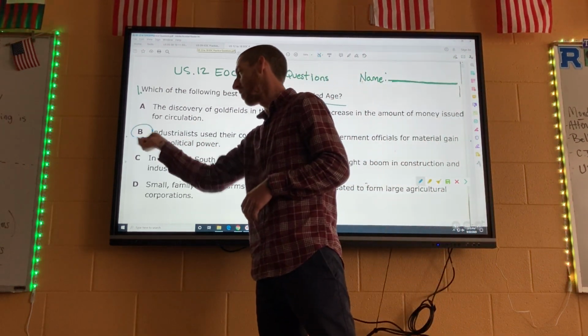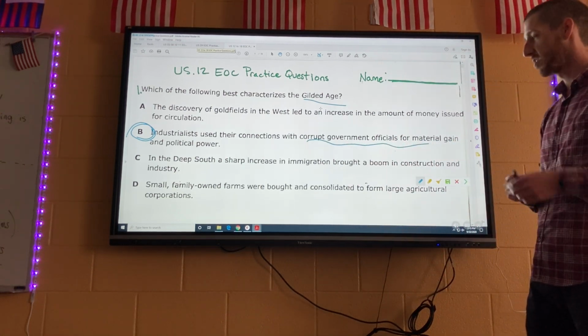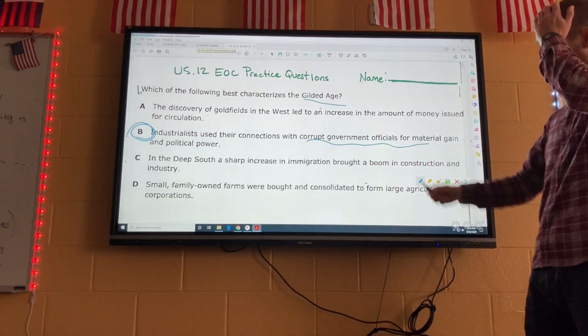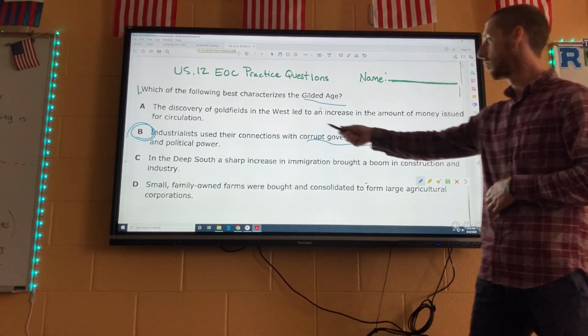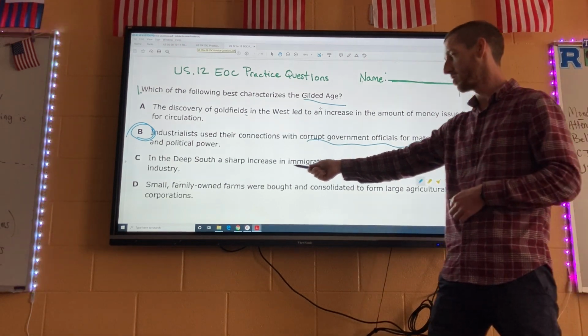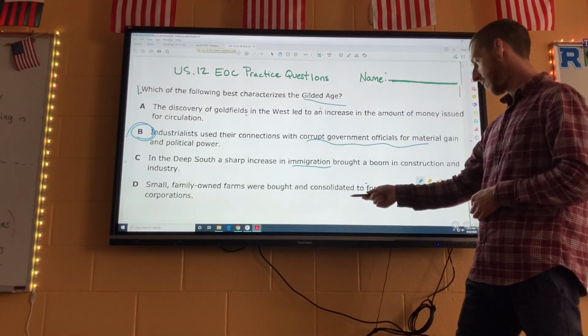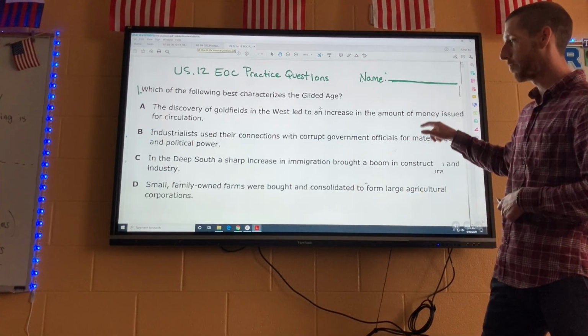It's going to be B. Industrialists use their connections with corrupt government officials for material gain and political power. And if you look at all these, all of them are wrong, except for B, okay? Gold fields, that was way earlier, prior to the Gilded Age. Deep South, increase in immigration, no, that didn't happen. Family-owned farms, large, nope, didn't talk about that one either. So 1 is B on US 12.